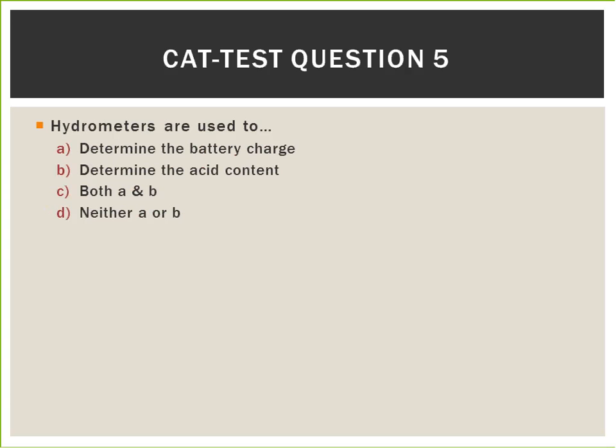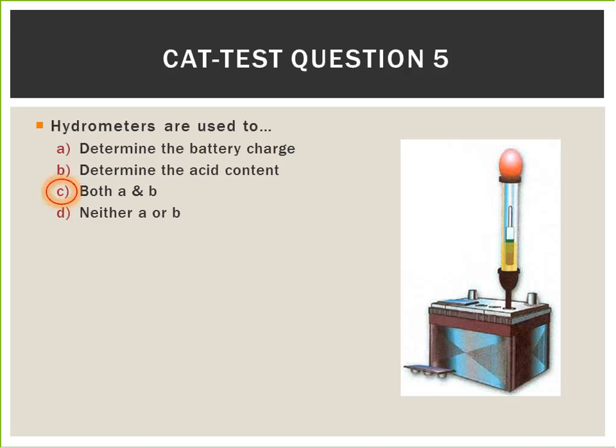Hydrometers are used to A, determine the battery charge, B, determine the acid content, C, both A and B, and D, neither A or B. Answer C is correct here. Similar to the previous question, when you test a battery with a hydrometer, you are measuring the amount of sulfuric acid in the electrolyte and therefore determining the battery charge. If your reading is low, that means the chemistry that makes electrons is lacking and the battery charge is low.